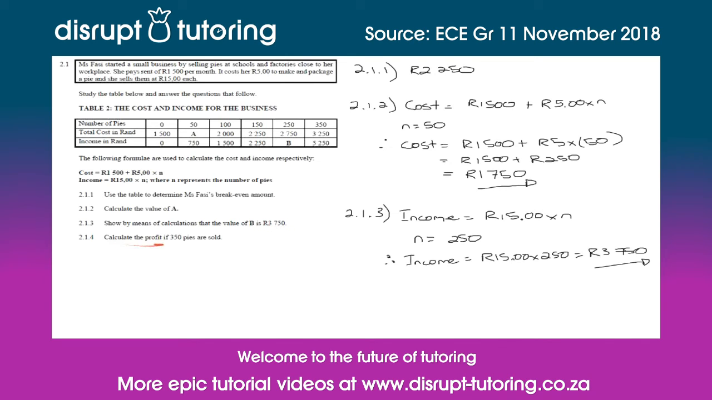Finally, calculate the profit if 350 pies are sold. So 350 pies is over here. Now our profit is our income minus our expenses or costs. So I'm just going to do, for more space, 2.1.4. So we know that profit equals income minus your expense.